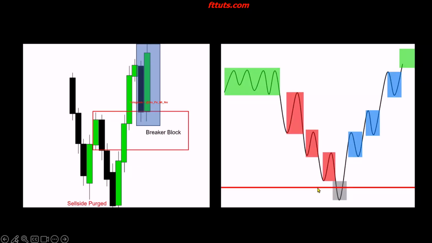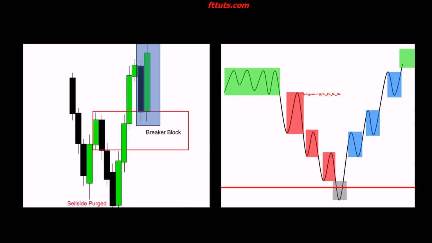Then the market reaches that red line, that high of that breaker block. That's where your smart money reversal occurs, and that's where the low of this candle forms. And from there on, buy side delivery occurs, and the buy side of the curve gets delivered.